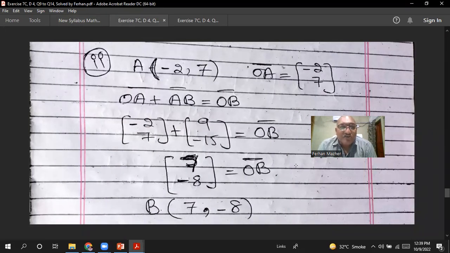So OA is (-2, 7). AB is given in the question, that is (9, -15), and OB we want to find out. So -2 plus 9, that will be 7. 7 minus 15, it will be -8. So the position vector OB, or the position vector of the B, is (7, -8). So the coordinates of the B will be (7, -8). I hope you understand and you will never forget this arrangement of the position vectors.